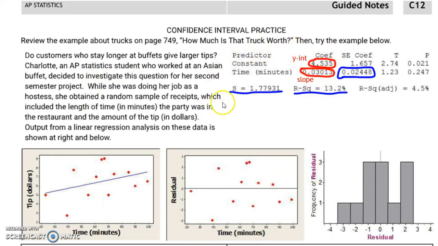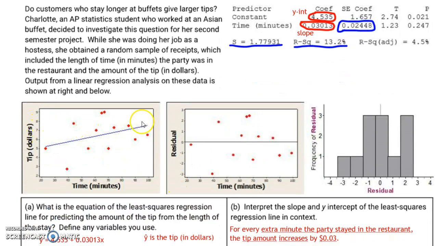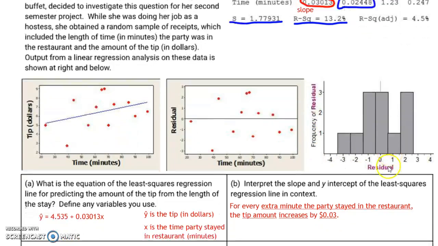You notice that they gave us a computer output here. This computer output is going to be pretty similar every time you get a question like this on the AP exam. They also gave us a scatter plot with an LSR line drawn. They gave us a residual plot, and they gave us what's called a residual histogram. We're going to talk about what that means, why they gave us that in a little while.